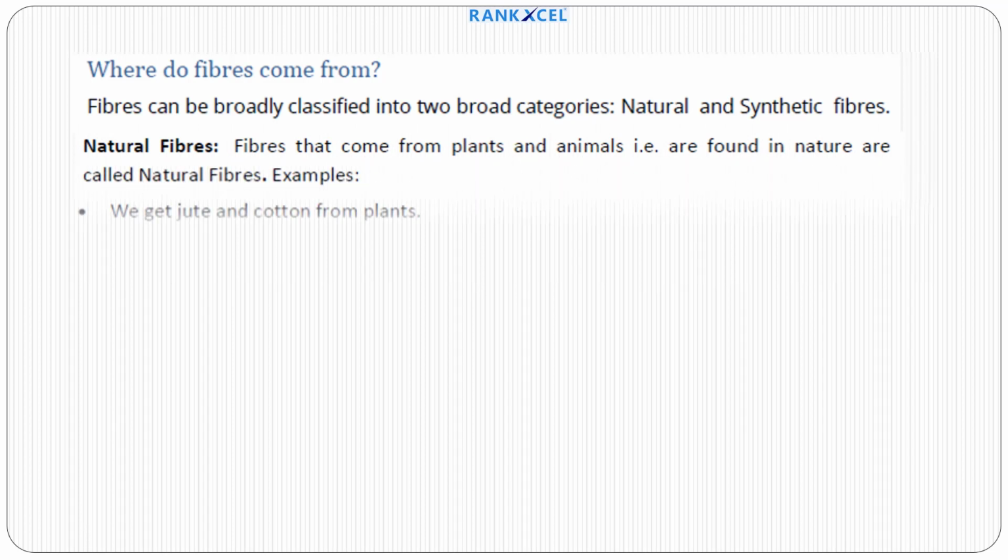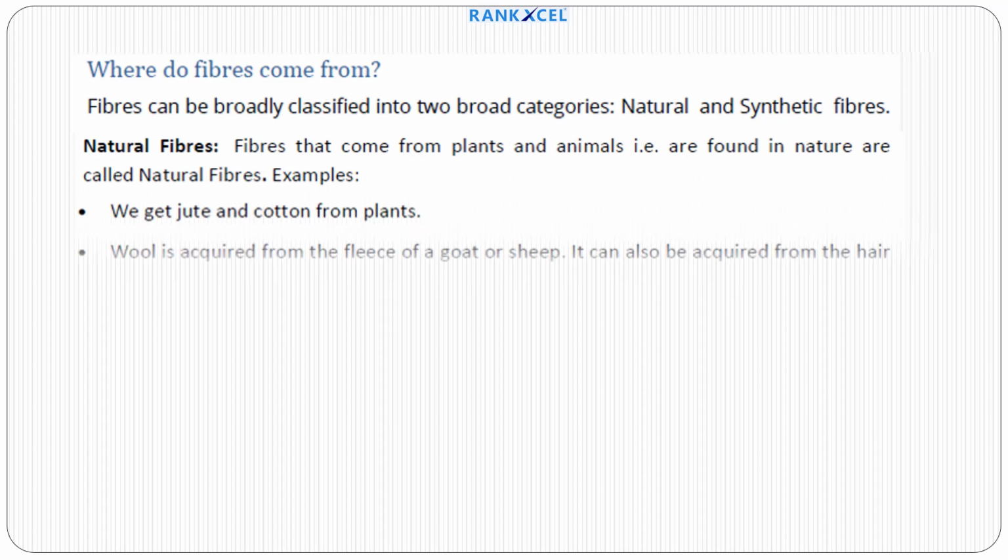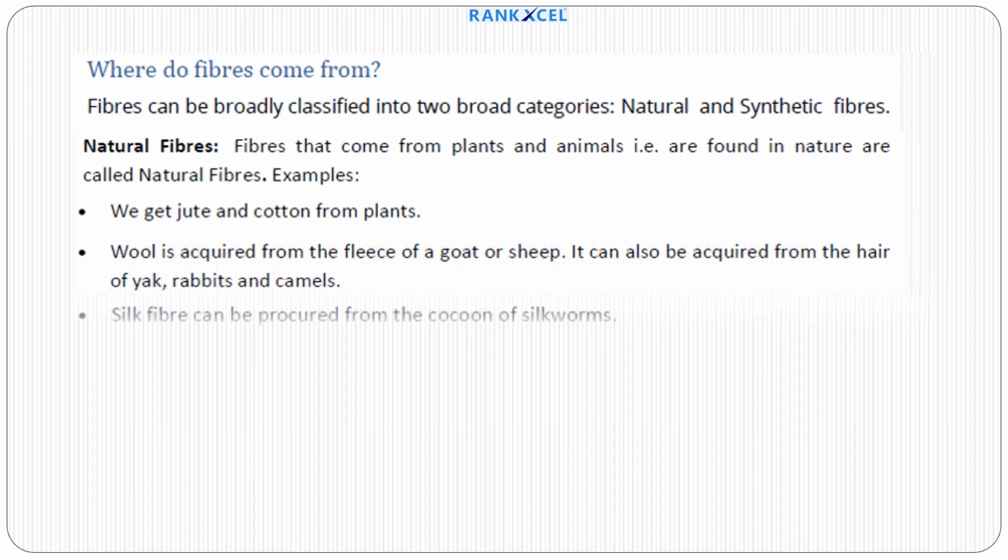Examples: we get jute and cotton from plants. Wool is acquired from the fleece of a goat or sheep. It can also be acquired from the hair of yak, rabbits and camels. Silk fiber can be procured from the cocoon of silkworms.